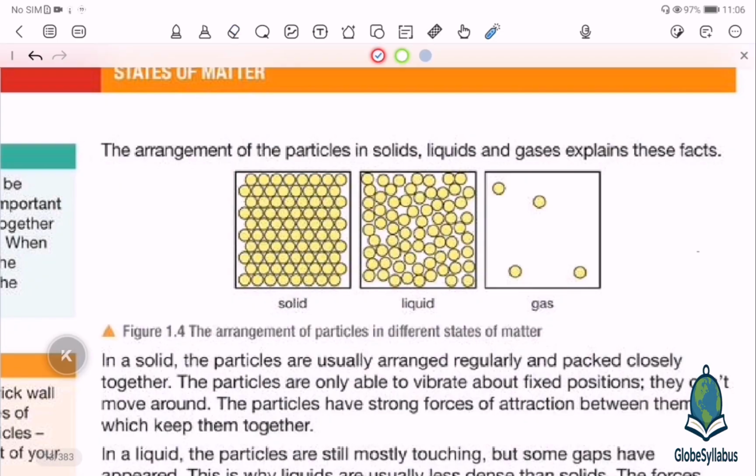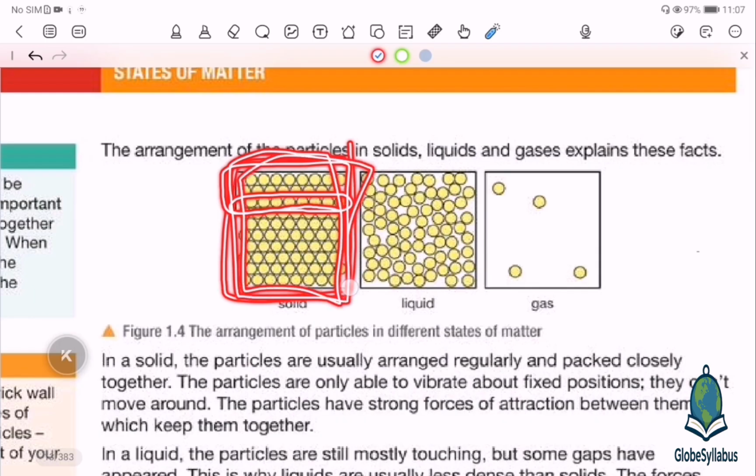The arrangement in a solid is regular. It's arranged in a regular pattern. What is the movement of particles? It does not move, it barely vibrates. Kinetic energy is low, and the force of attraction between particles is high. That's why it's arranged in a regular pattern. You can see here that all the particles are touching each other. The arrangement is packed and regular.